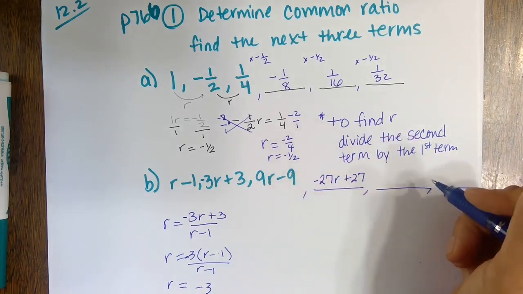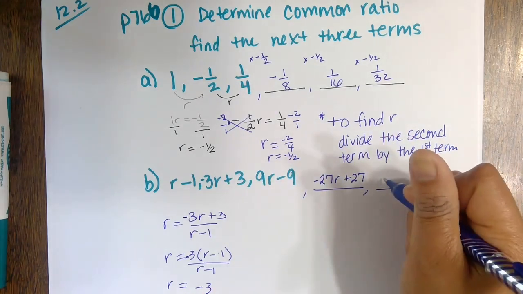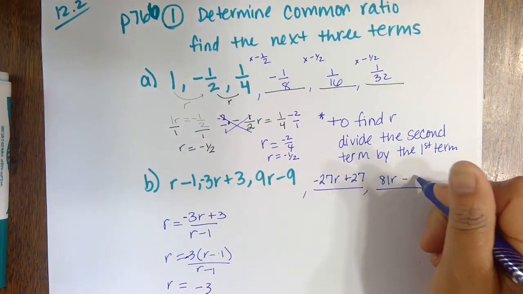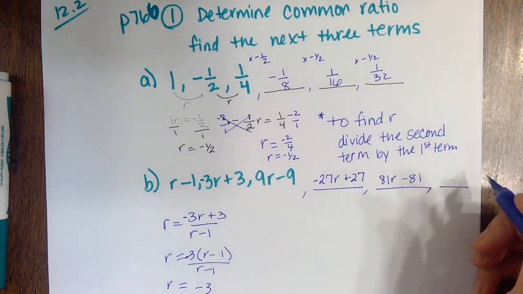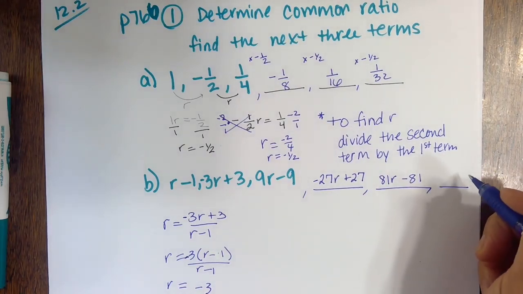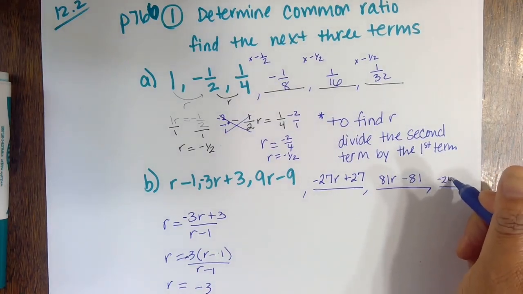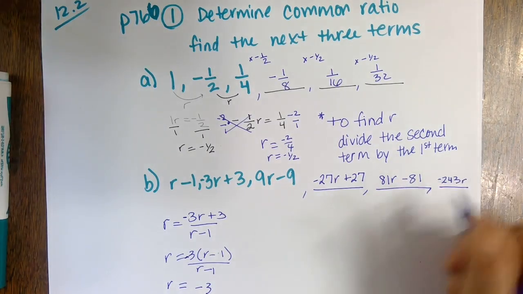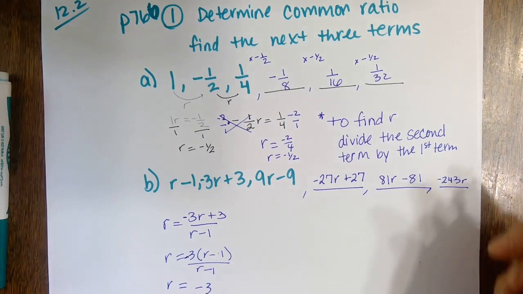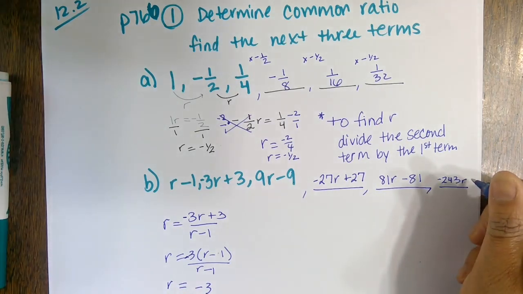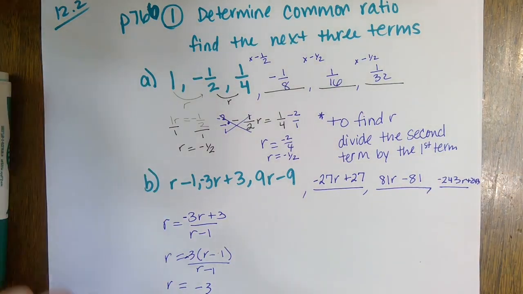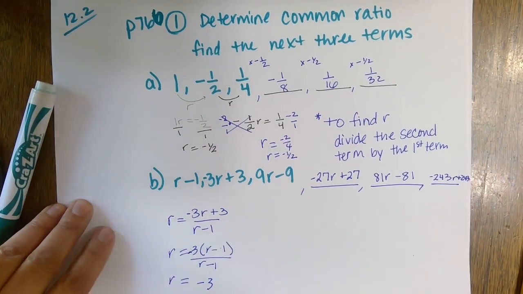Multiply one more time, so that's going to be 81 positive, negative 81. Multiply one more time, so that's 243 negative, and negative 243r, negative 3 times negative 81 is a positive 243. Okay, nice. Not too bad, right? So this one was nice and simple. This one's a little bit weird, had some more algebra in there.